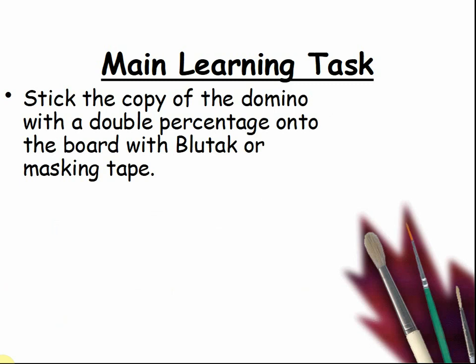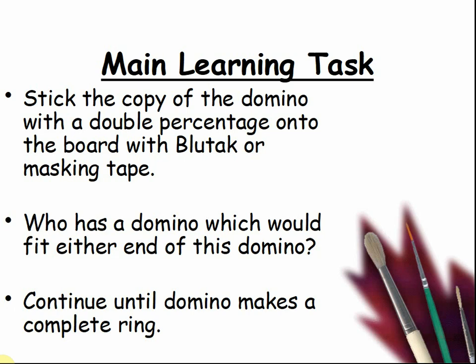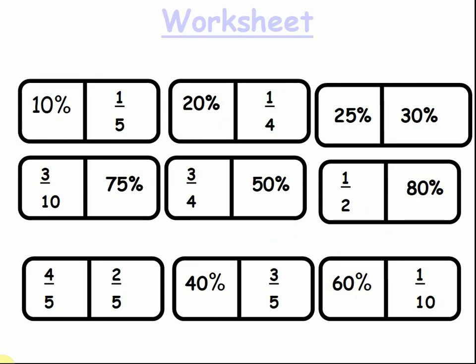Stick the copy of a domino with a double percentage onto the board with blue tack or masking tape. Who has a domino which would fit either end of this domino? Continue till a domino makes a ring. These are the group A dominoes. Look at these and work out who can make a ring using these dominoes. Pause the video until you have finished this activity.